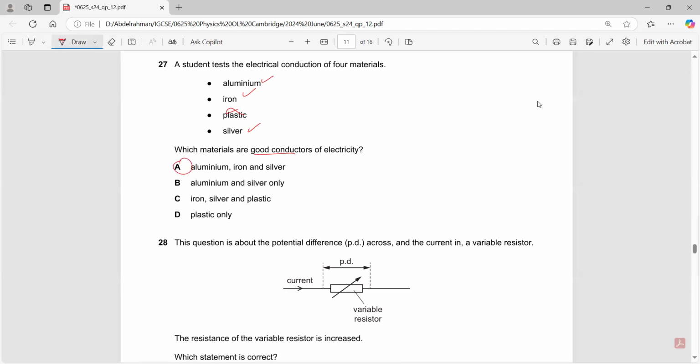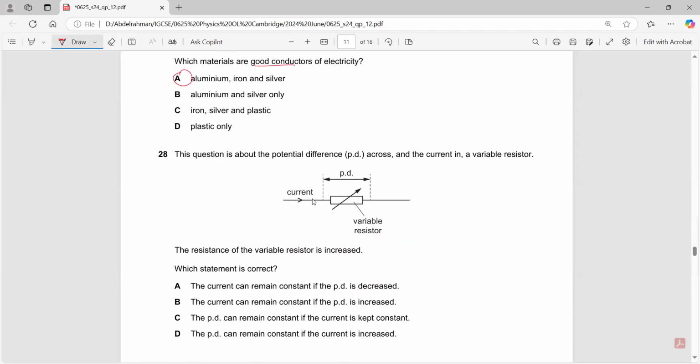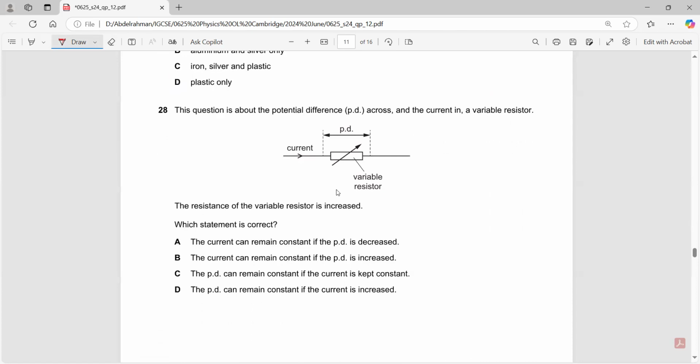This question is about the potential difference across and the current in a variable resistor. This question might be a bit tricky. Let's read it quite carefully. The resistance of the variable resistor is increased. This is a fact. We have increased the resistance in this variable resistor. Which statement is correct? The current can remain constant. The potential difference can remain constant.